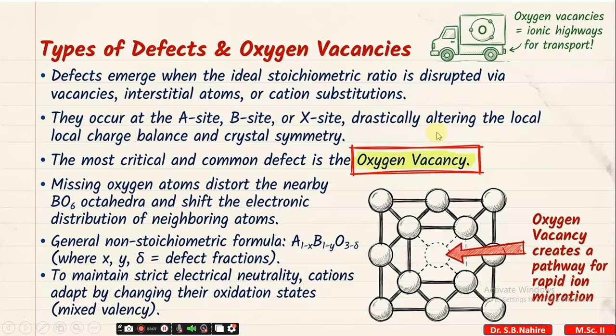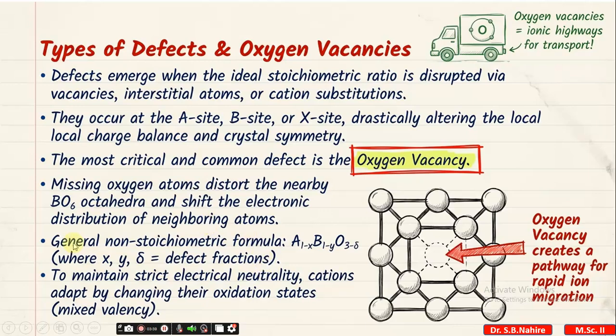Now pay attention to the most important line. The most critical and common defect is oxygen vacancy. This means oxygen atoms are missing from their normal positions in the crystal lattice. Next, when oxygen atoms are missing, the nearby BO6 octahedra become distorted. At the same time, the electronic distribution of neighboring atoms also changes. This directly affects the electrical and structural properties of the material.